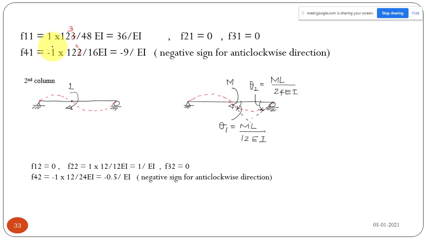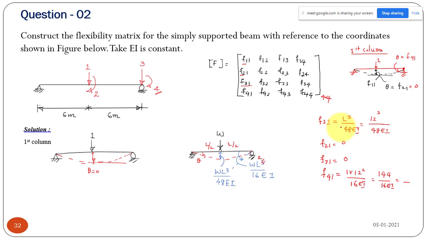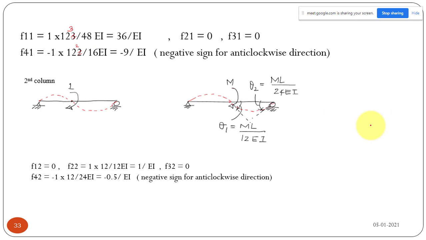The first element, you can say the same thing, 12 cube by 48 EI, so you will get some value, 36 by EI. And F210, F310 and F41 are equal to WL square by 16 EI. So 1 into 12 square by 16 EI, so you get 9 by EI, but you have to keep a negative sign.